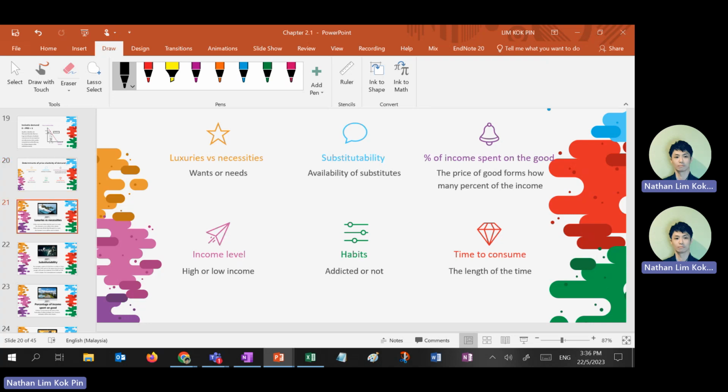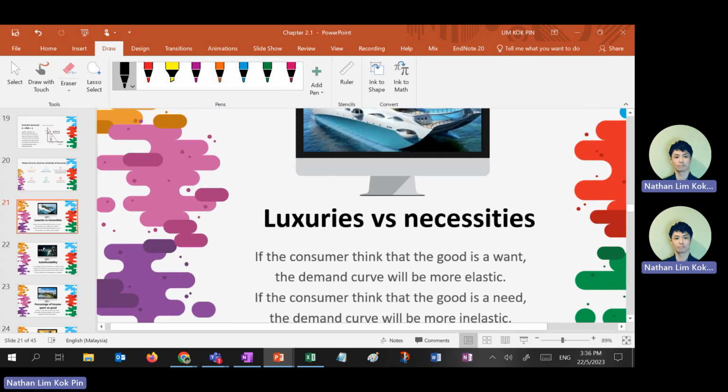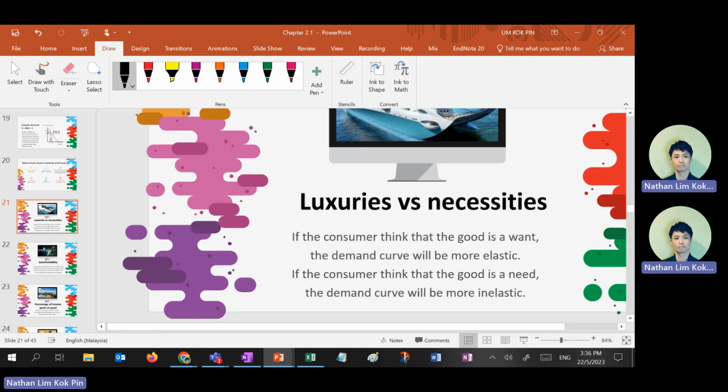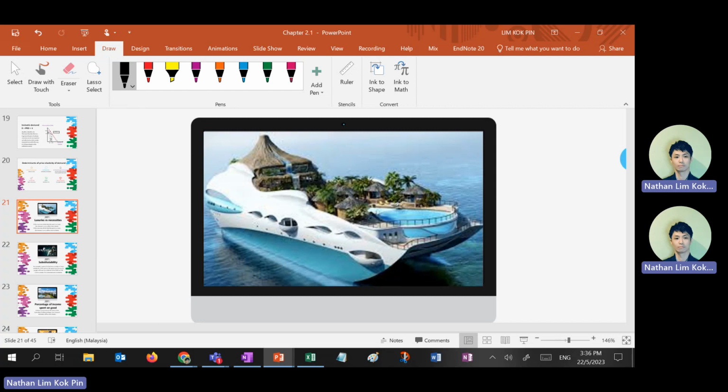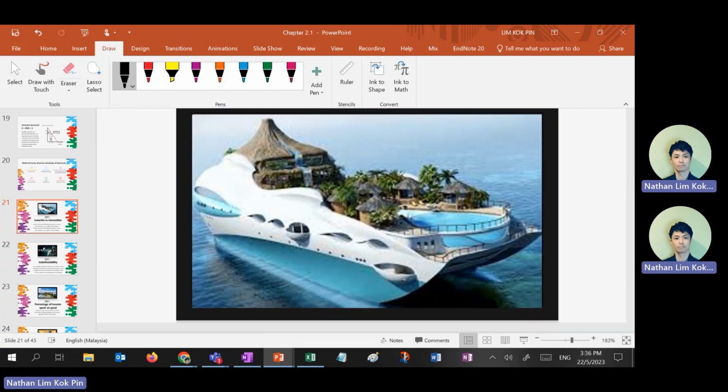First one is luxury versus necessities. Luxuries are wants, necessities are needs. For example, this is one of my wants. When I become a billionaire, I wish to have this luxury yacht. I don't know whether I still call this a yacht anymore, with an artificial volcano, but the eruption is actually a waterfall slowly flowing into my swimming pool, with beach huts and an infinite swimming pool, so I can look at the ocean.